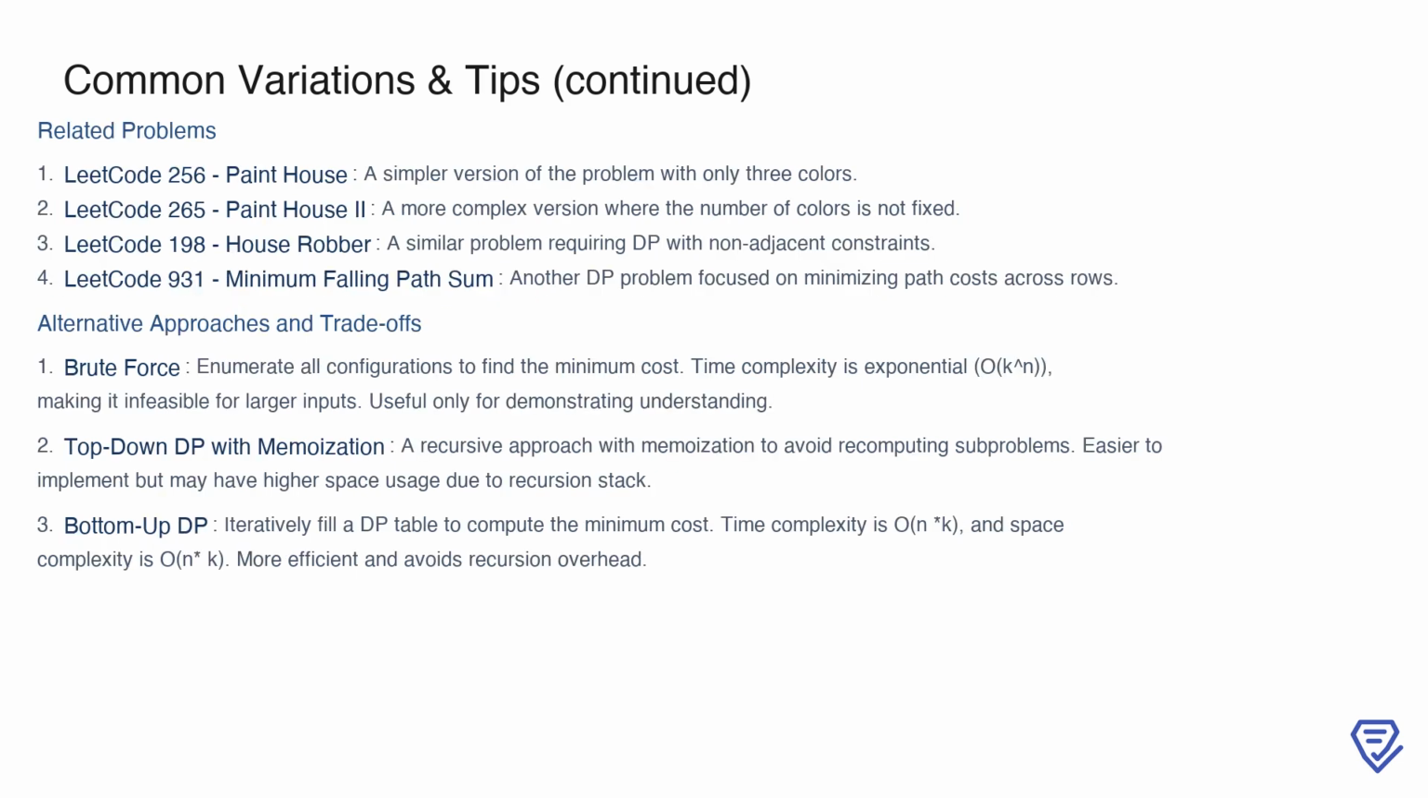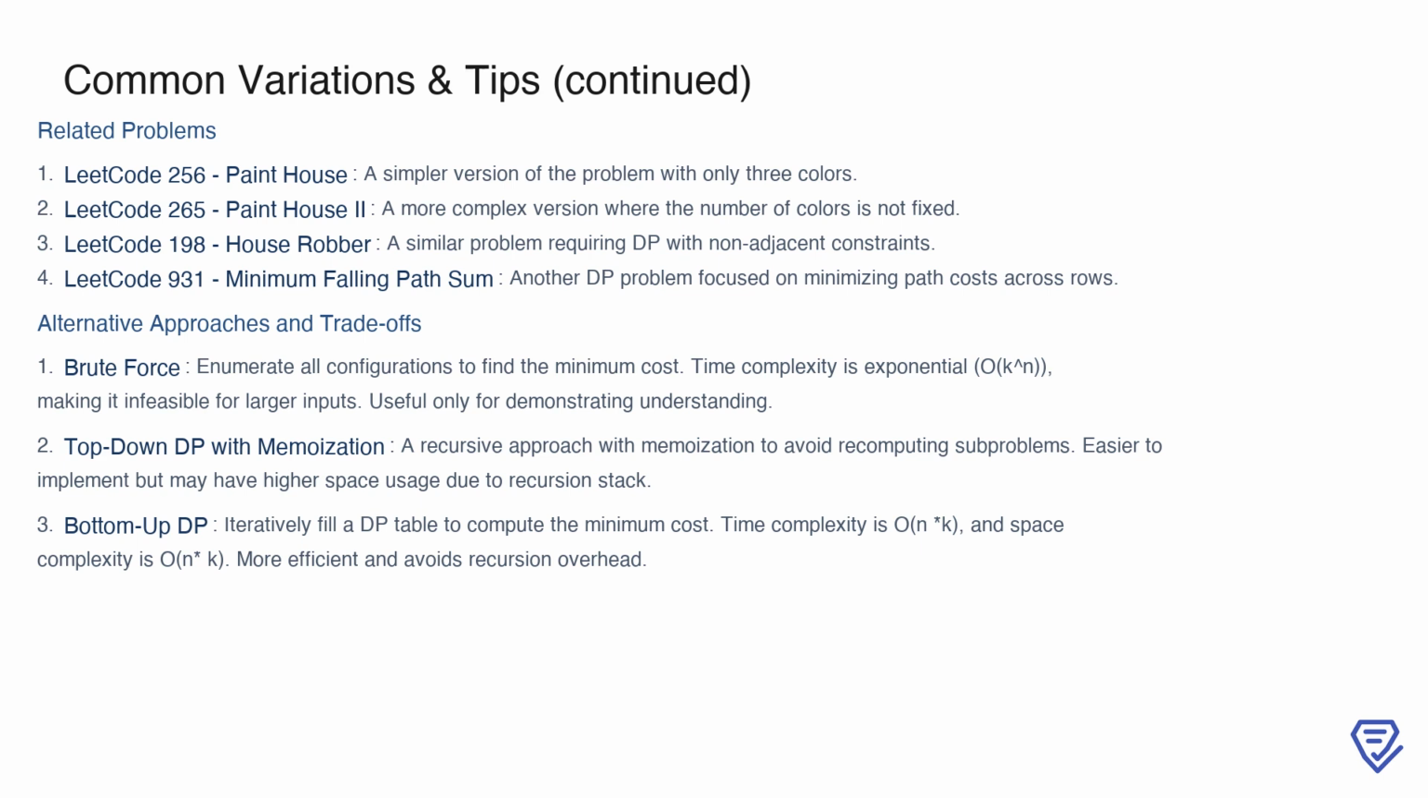There are several related problems that you might encounter, which share similarities with the paint house problem. For example, LeetCode 256 is a simpler version of the problem where there are only 3 colors to choose from. LeetCode 265, on the other hand, is a more complex variant where the number of colors is not fixed, making the problem more challenging. Another related problem is LeetCode 198, the house robber problem, which also uses dynamic programming but focuses on maximizing profit with non-adjacent constraints. Finally, LeetCode 931, the minimum falling path sum, deals with minimizing path costs across rows, and while the context is different, the DP concepts are similar.